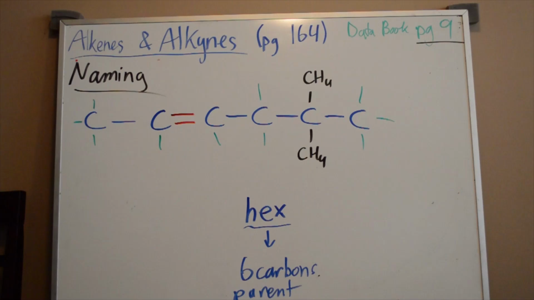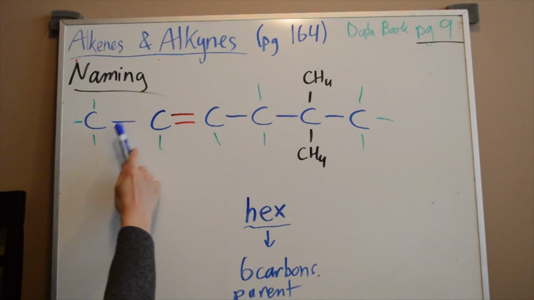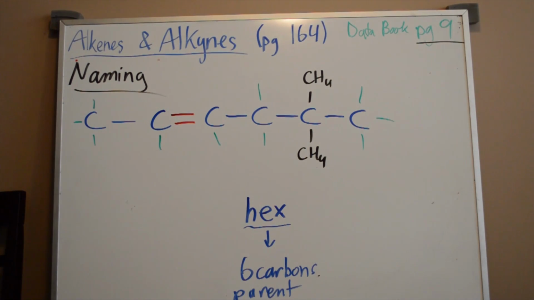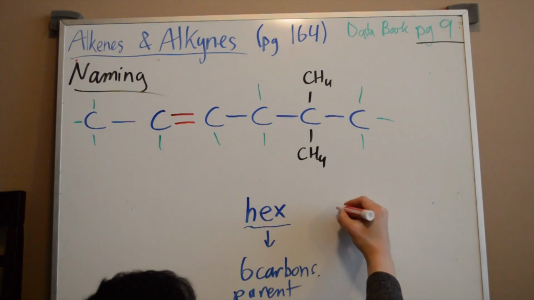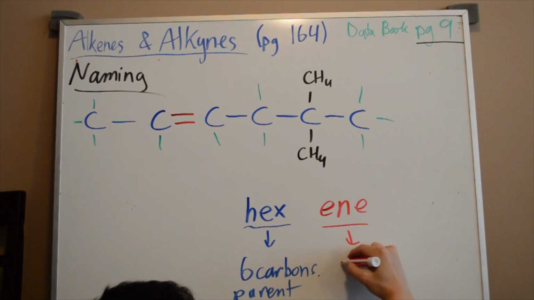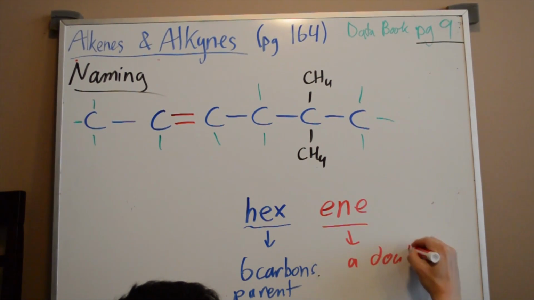Okay, what's next? Class, is this an alkane, alkene, or an alkyne? Well, take a look. Single bond, that's good. Oh, wait a minute. We have a double bond over here. That means I need to have an ene ending because we have a double bond.